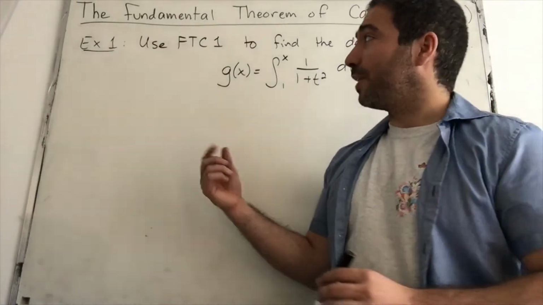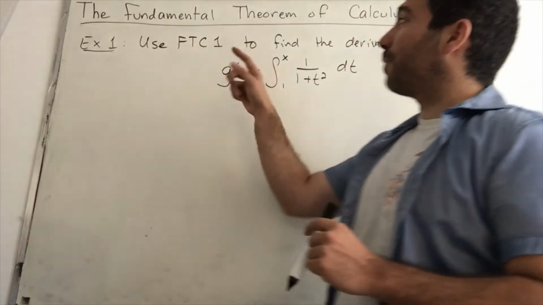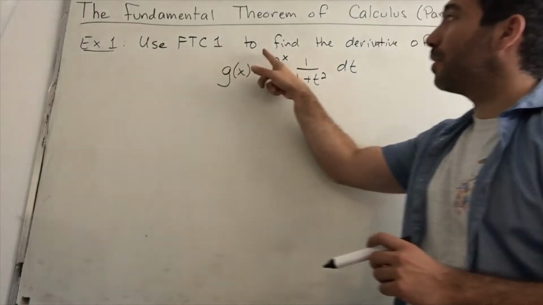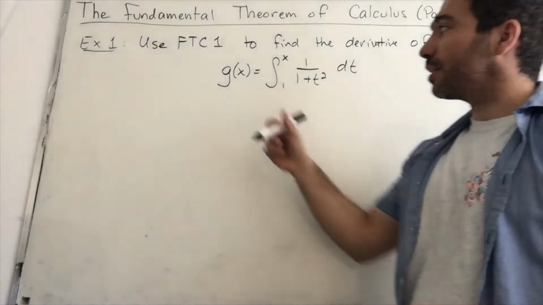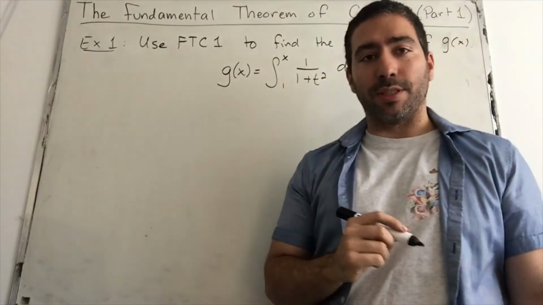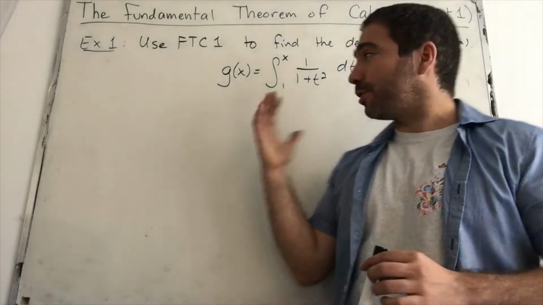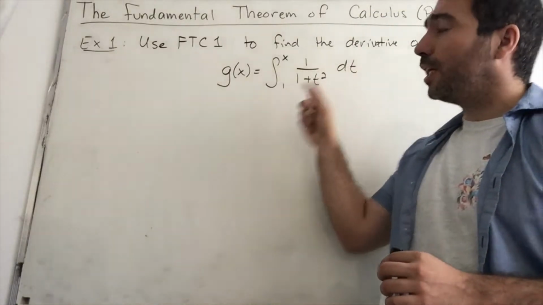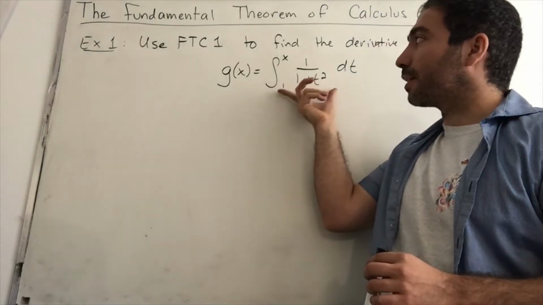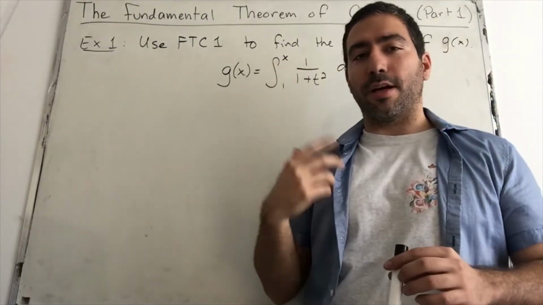So in our first example over here, we're going to see how to apply FTC part 1. It says to use FTC part 1, the fundamental theorem of calculus, part 1, to find the derivative of g of x, where g of x is given to be the integral from 1 to x of 1 over 1 plus t squared dt. So the variable t is just a dummy variable. You can use any variable you want here. This is really a function of x, okay? So the x that's in the bound is a giveaway.